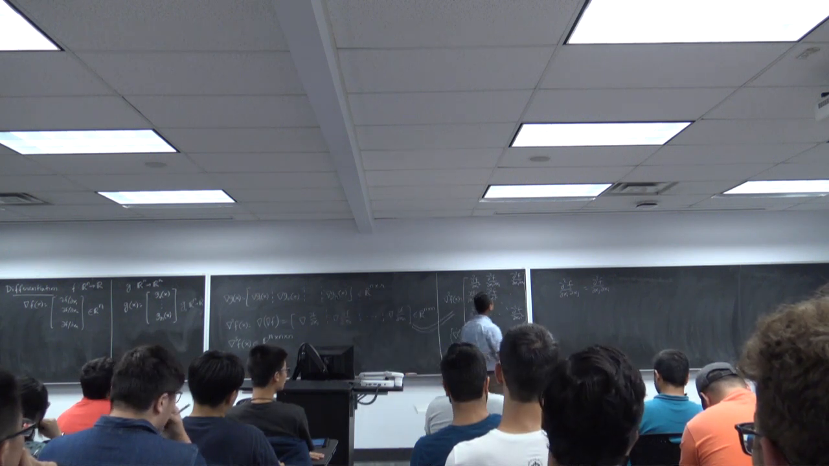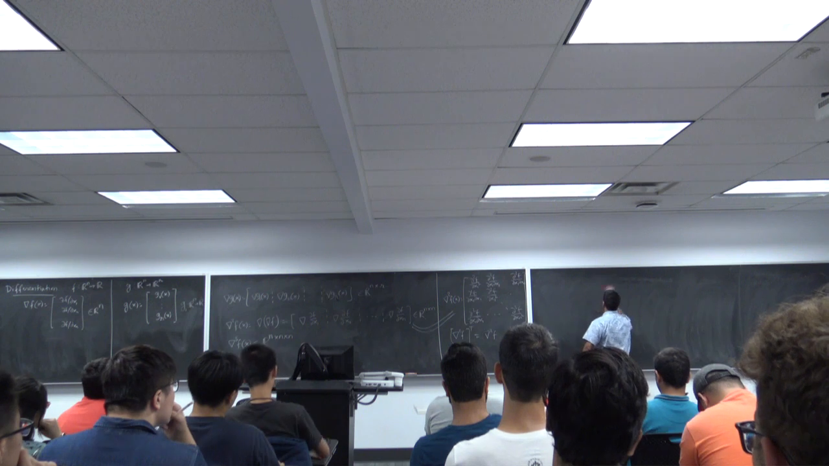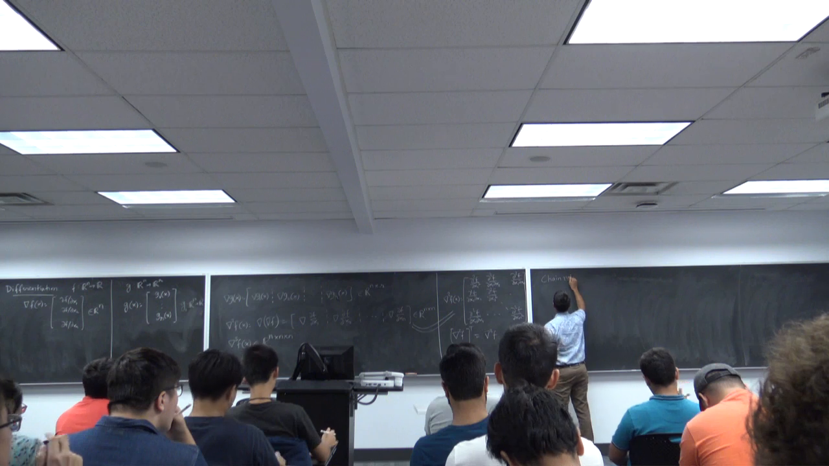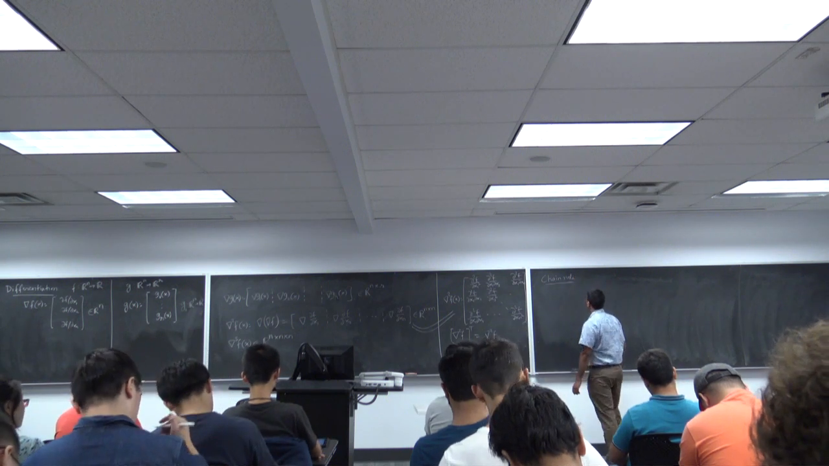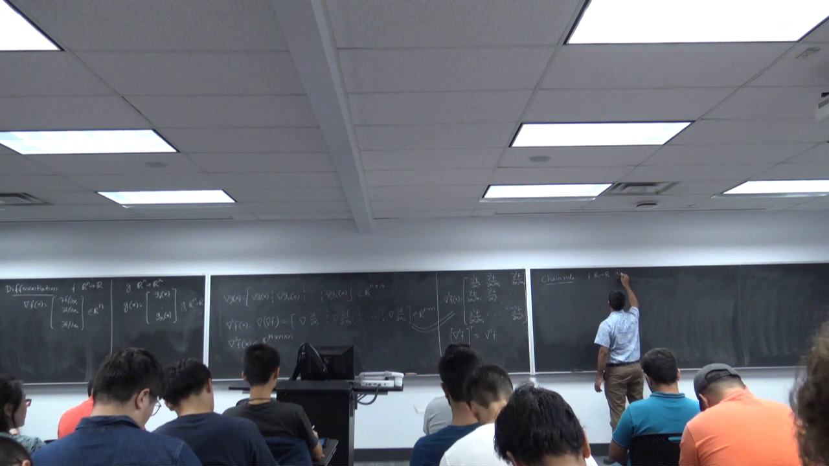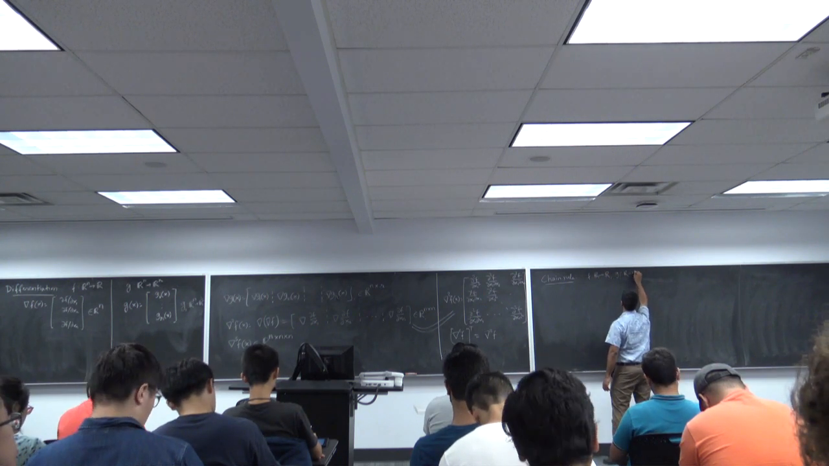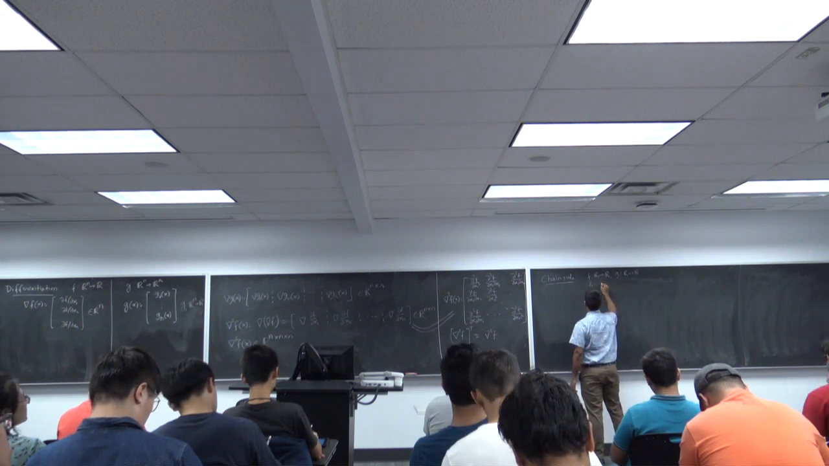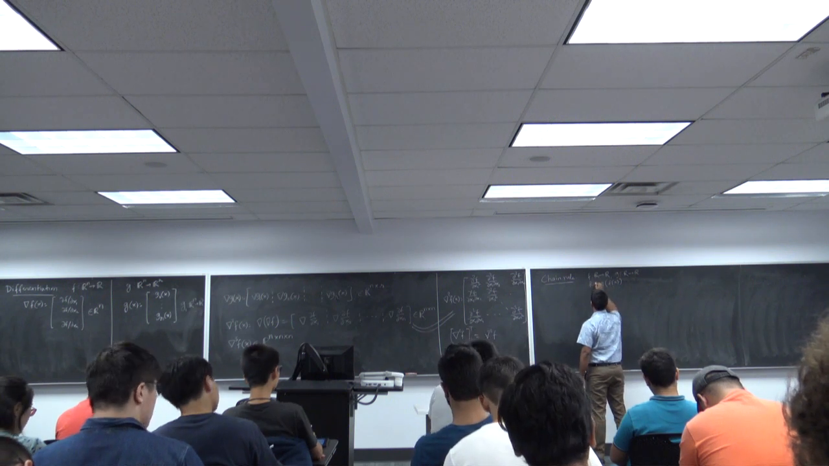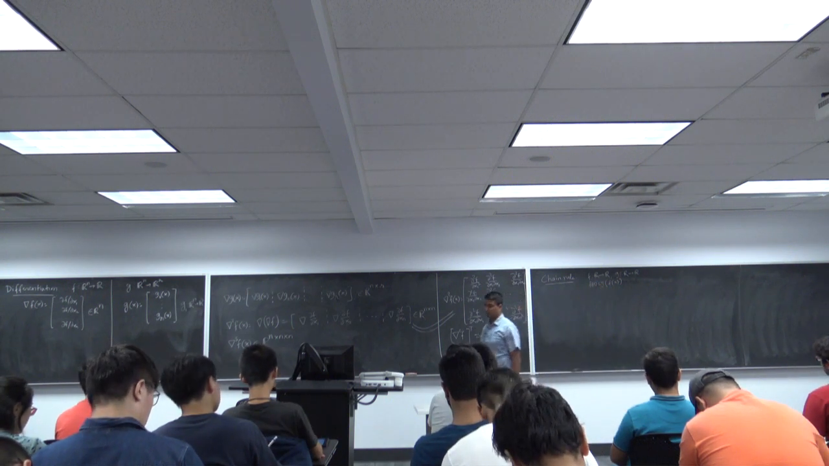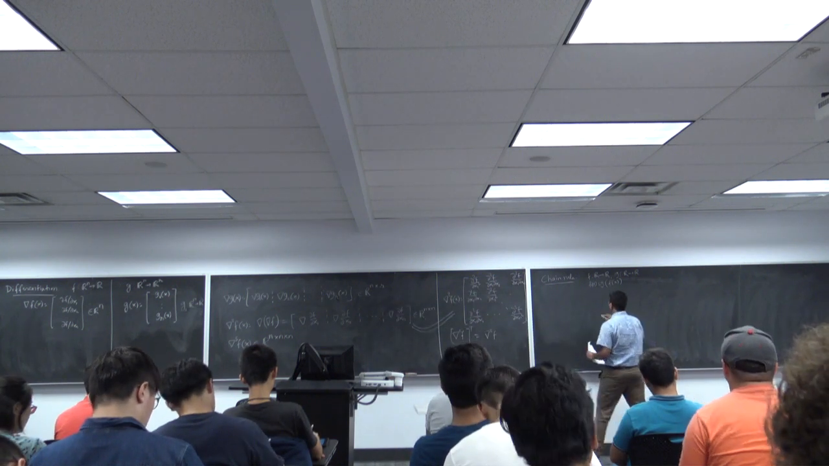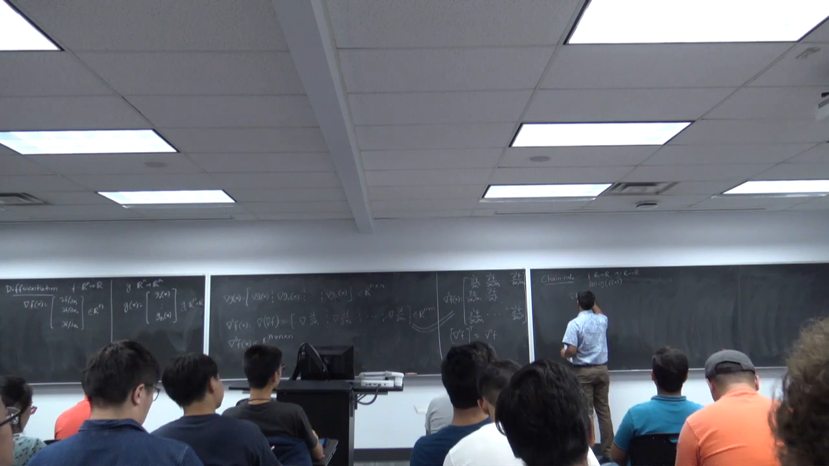Now I want to talk about the chain rule. Okay, so if f was a function from R to R, and g was also a function from R to R, and I define h as g of f of x, so it's a composition of two functions. What is the derivative of h?